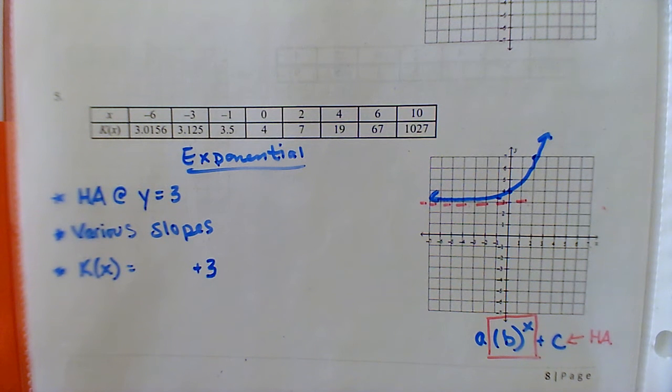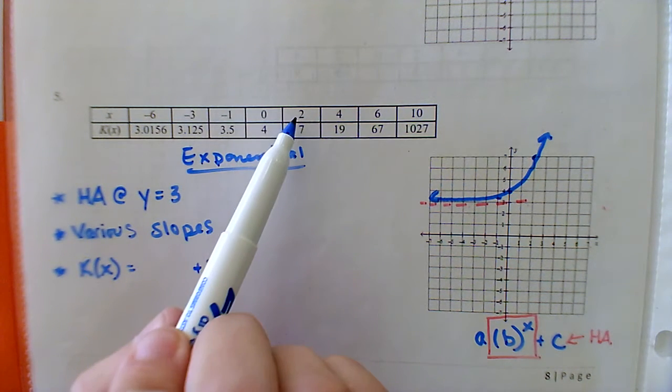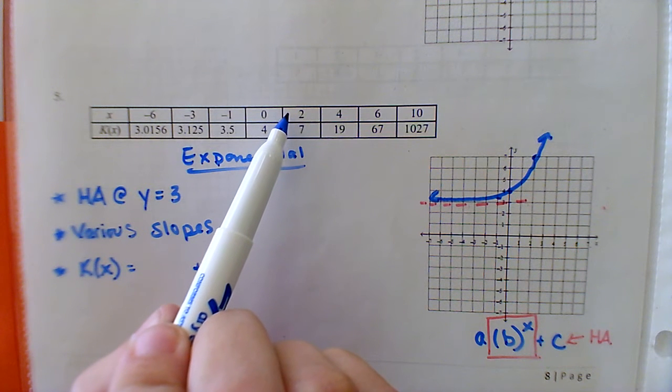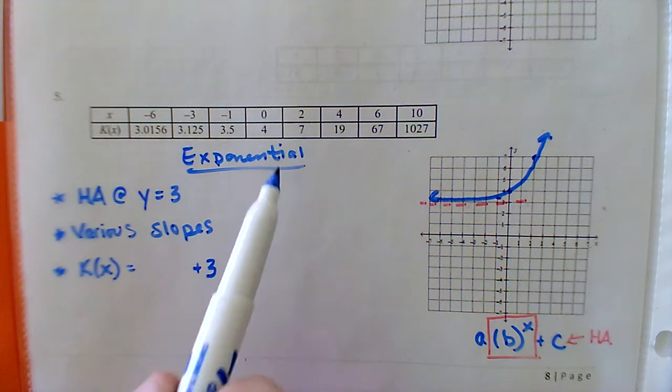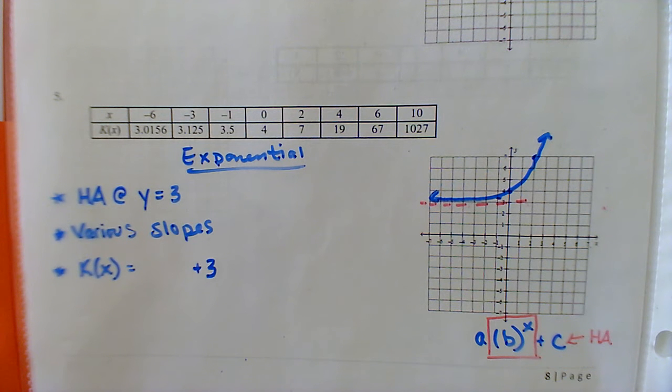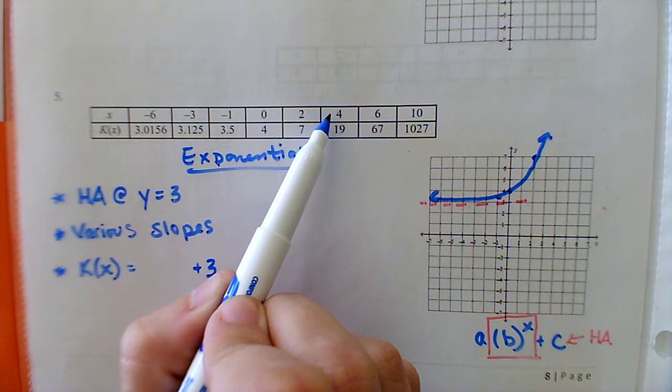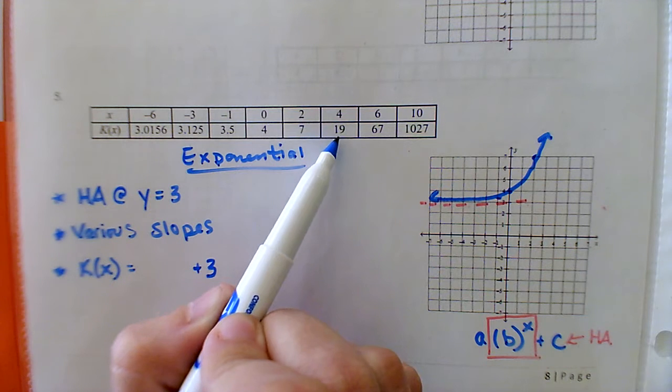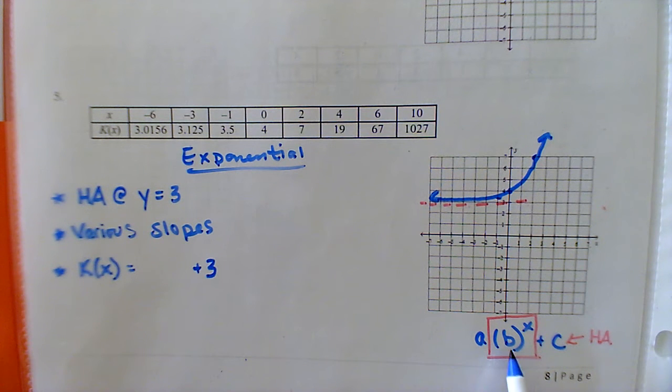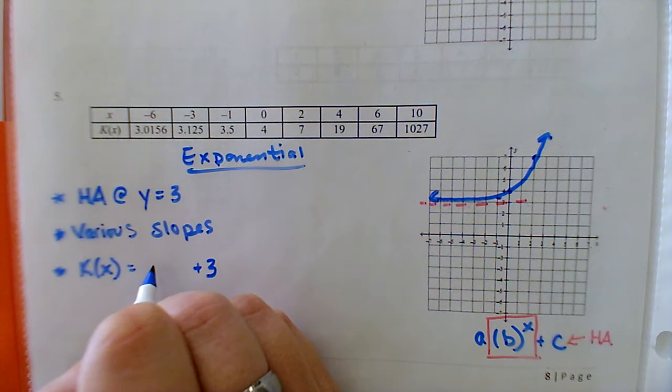Now, what's a little tricky is we have to think about what number we could raise to the power of x and then add 3 to it in this case. And that would give us our y value. So for instance, what number could you raise to the power of 2 and then add 3 and you'd get your answer of 7? What number could you raise to the power of 4, add 3, and you'd get 19? We're trying to figure out what's that b value or base. What's that one number? What do you think, Joseph? 2. Let's try it.